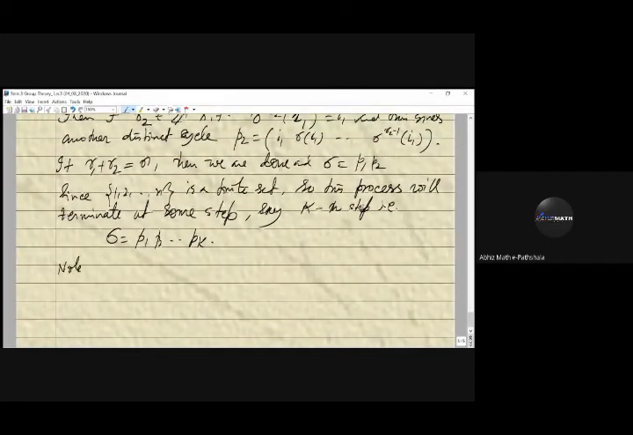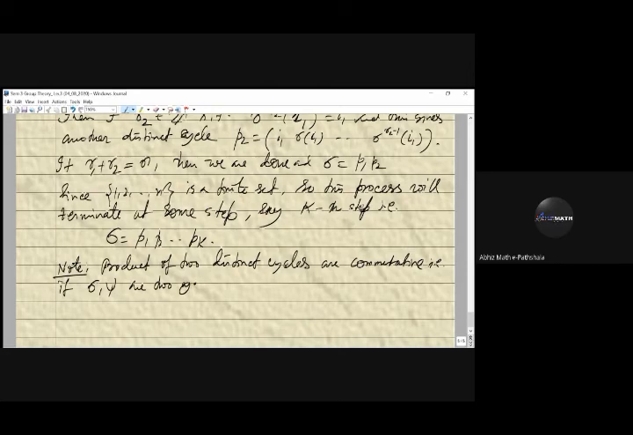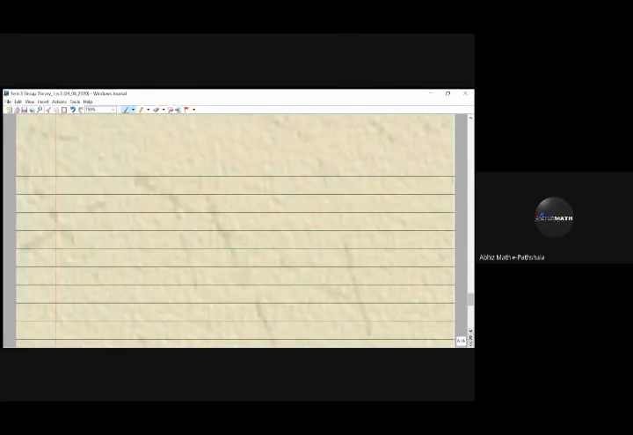Now note that the product of two distinct cycles is commutative. That is, if sigma and psi are two distinct cycles, then sigma psi equals psi sigma.